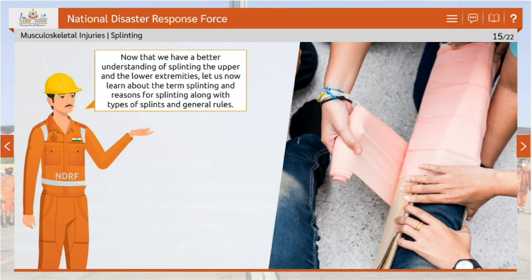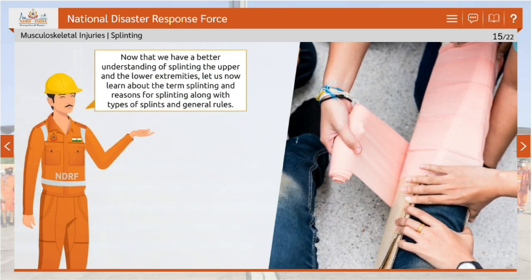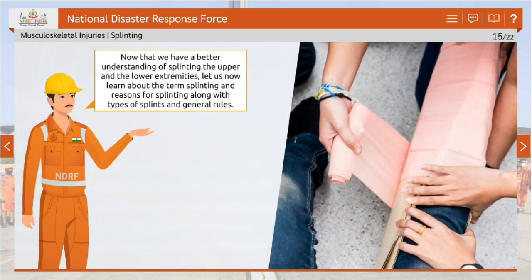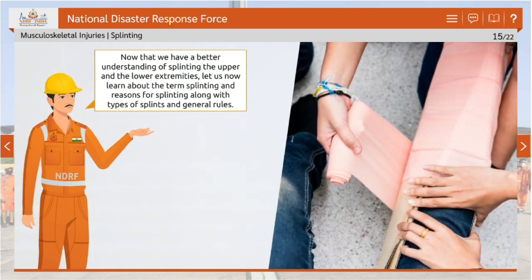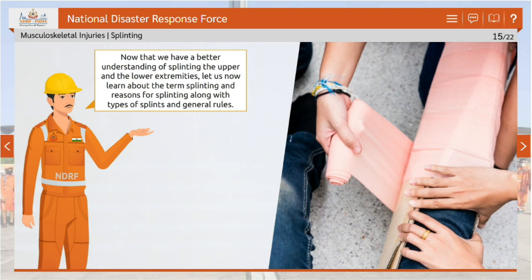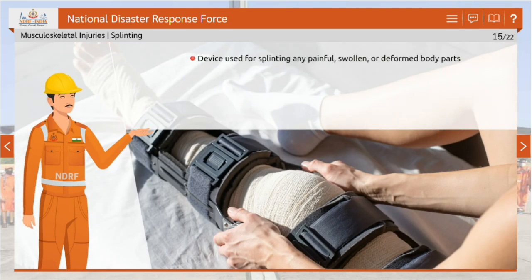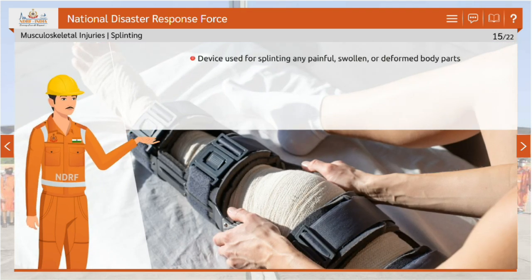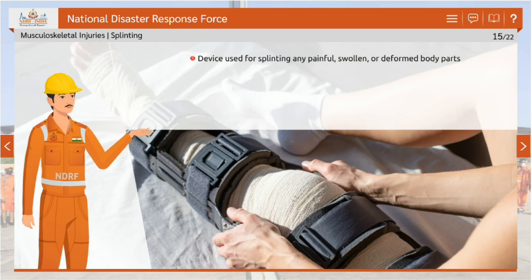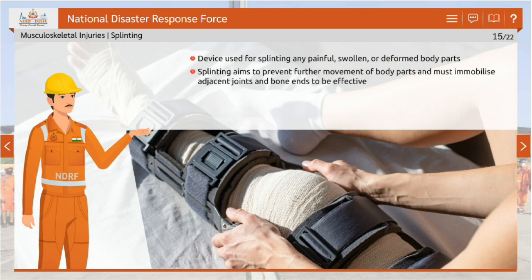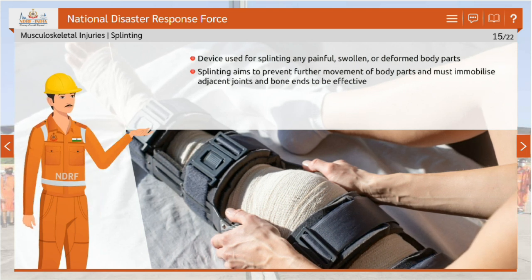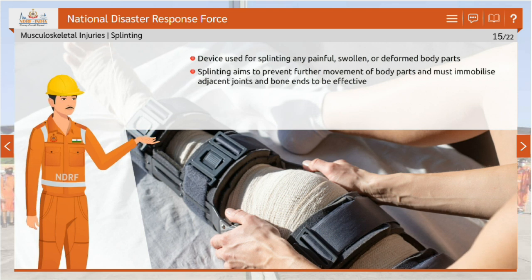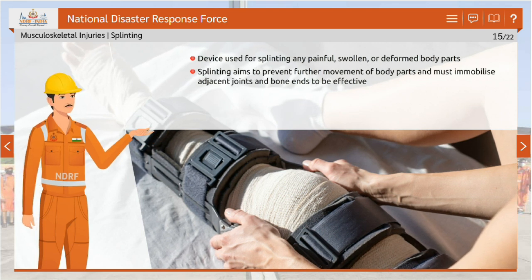Now that we have a better understanding of splinting the upper and the lower extremities, let us now learn about the term splinting and reasons for splinting along with types of splints and general rules. A splint is a device that is used for splinting any painful, swollen or deformed body part. The primary objective of splinting is to prevent further movement of body parts. For any splint to be effective, it must immobilize adjacent joints and bone ends.